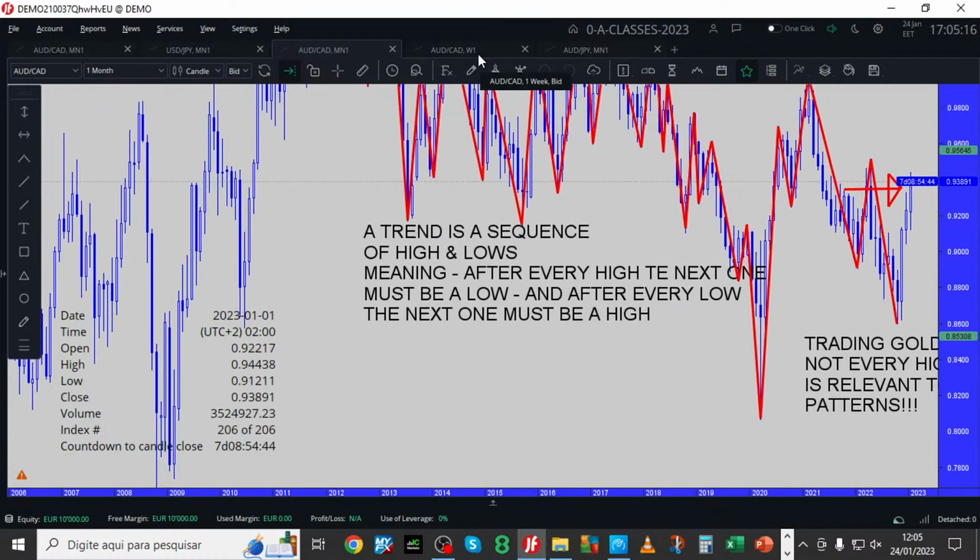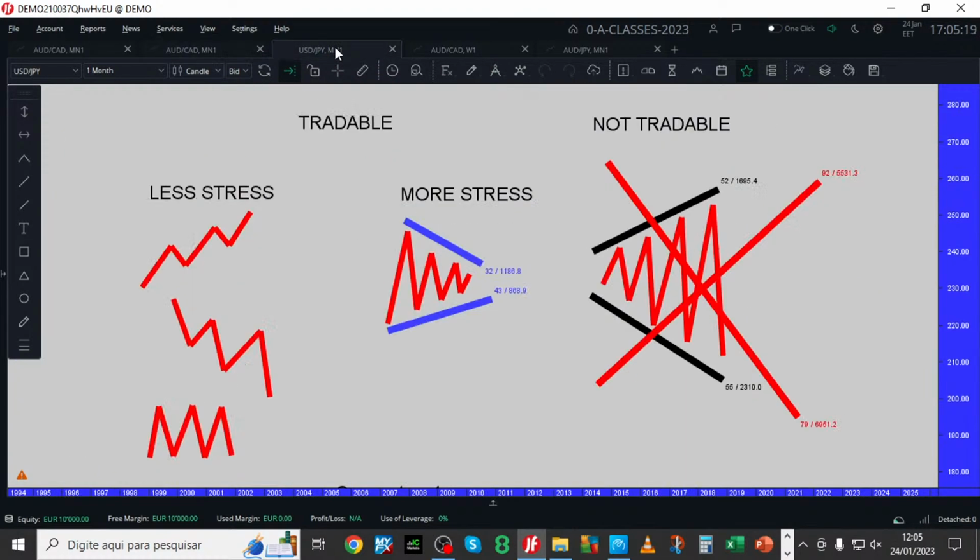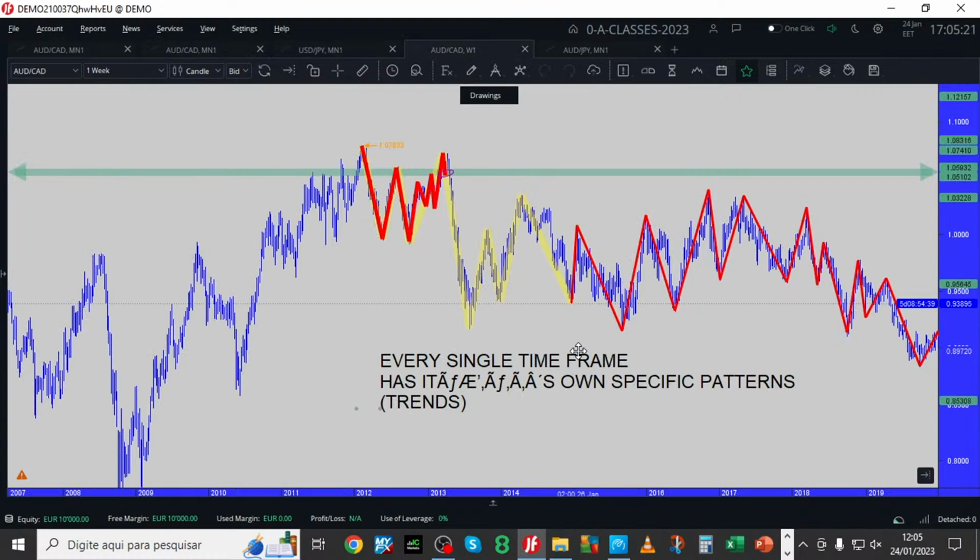Trend is a sequence of highs and lows. We talked about this in here. Every single time frame has its own.